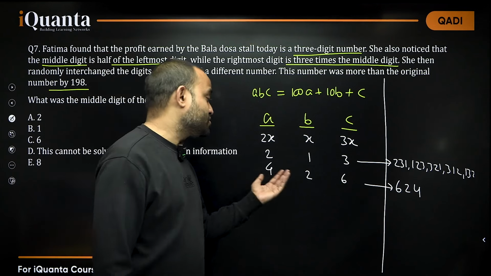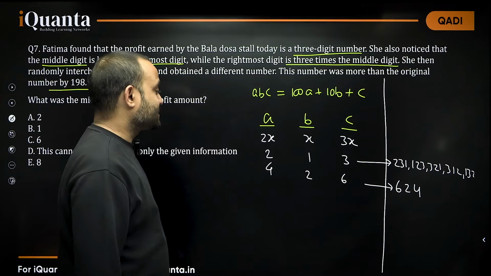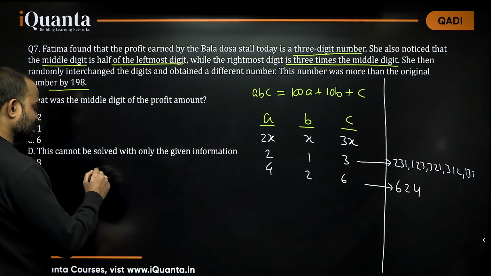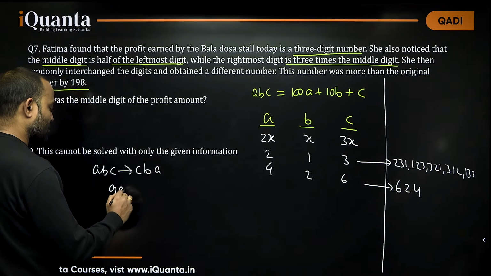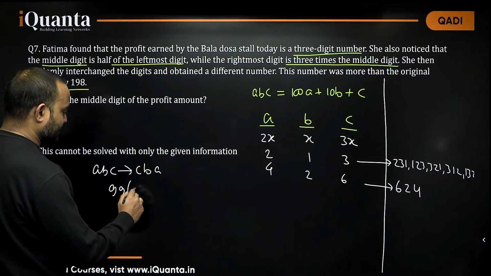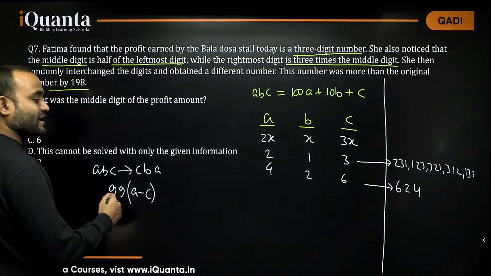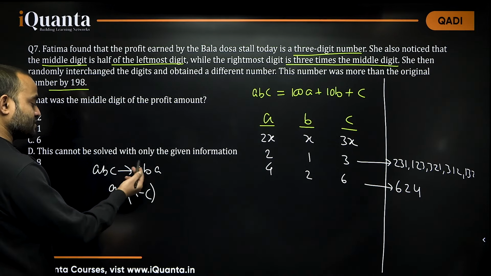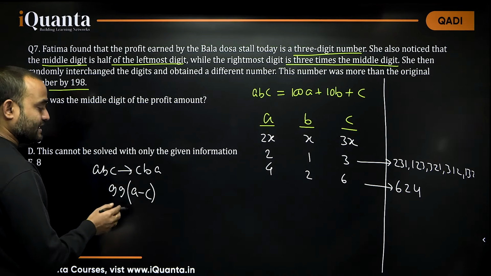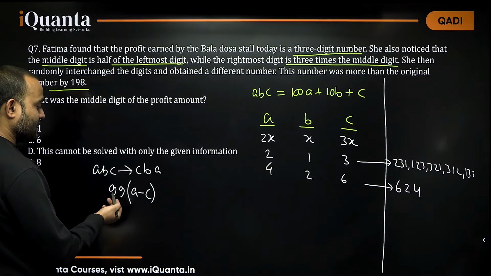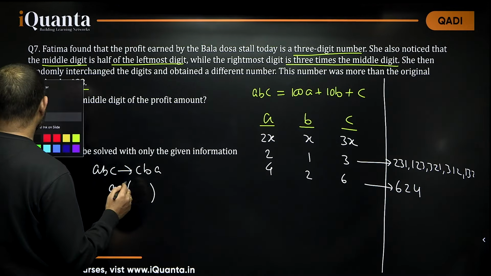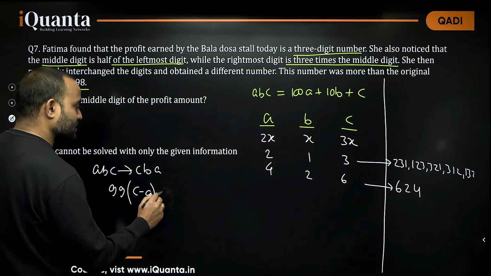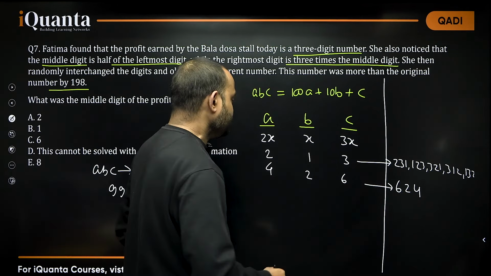Why did I choose this number? Directly, whenever you are interchanging a 3-digit number ABC to CBA, the difference is always a multiple of 99. So A minus C or C minus A, whichever is bigger. If C is bigger than A, the new number will be bigger than this by 99 times C minus A. That's why we tried to exchange only the first and last digit.